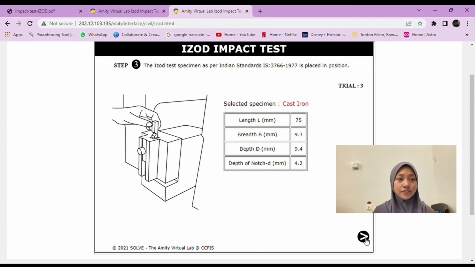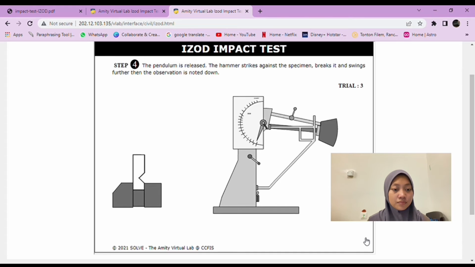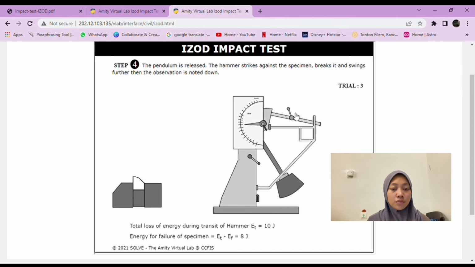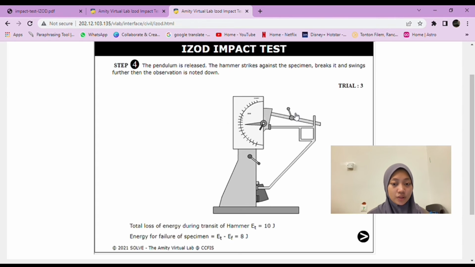Next, trial 3, we repeat steps 3 and 4. So, for trial 3, total loss of energy during transit of hammer ET equals 10 joules. Energy for failure of specimen equals ET minus EF equals 8 joules.